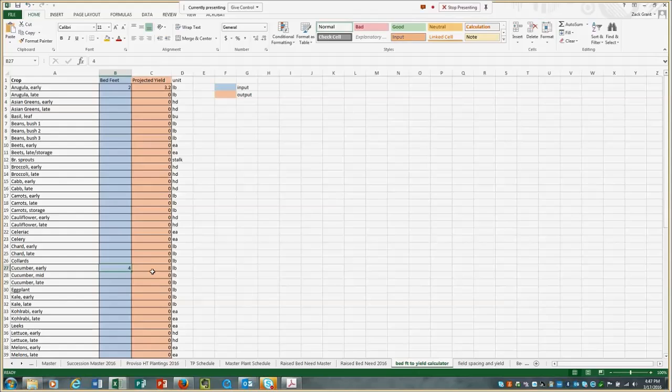I just don't really use the tool that much because that might be useful for you since you're specifically growing cucumbers. But when you're growing a number of different crops, you'll see embedded in these master and succession master sheets that some of that information's already in there. So let's move to that now.